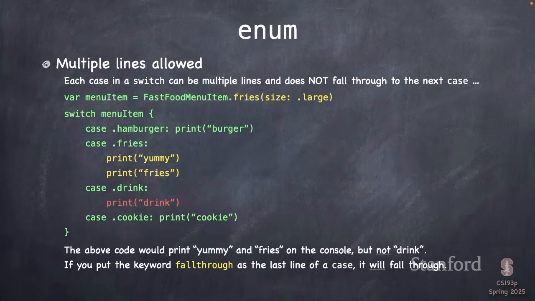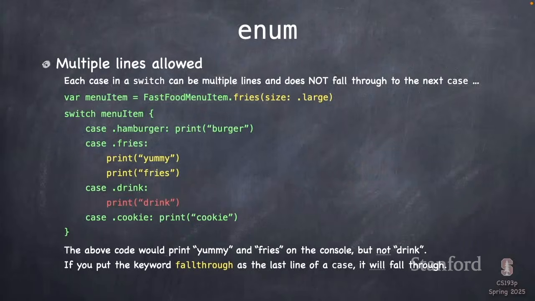Now, I've done one-liners, right? Case hamburger, print burger. But you can actually have multiple lines. Case fries, print yummy, print fries. And one thing that's different from switches in a lot of other languages is this does not fall through. So if I have the menu item is fries like there, you see in yellow it's fries, it's going to print yummy fries, not drink. It's not going to fall through and print drink right there. There is a keyword fallthrough that I could put after print fries that would make it fall through, but I don't recommend ever doing that.